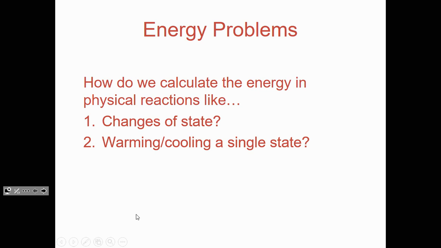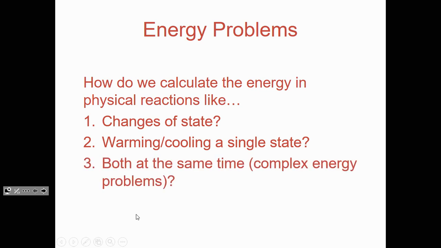Q equals mc delta T would be the equation we use if we're just warming up or cooling down a single state. So that's how we calculate the Q when we're not undergoing a change of state, when we're adding energy or removing energy within a single state. And then the third situation is when we do both at the same time. I typically refer to these as complex energy problems because you're going to be doing combinations of 1 and 2. And worst case, this could be as many as a 5-step problem. If you are warming up a solid, melting the solid, warming up the liquid, boiling the liquid, and then warming up the gas, you'd actually have 5 different energy calculations to do.